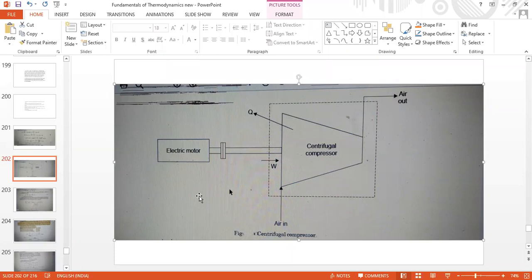In the steady flow energy equation, for example, if this compressor is consuming, say, 1 kilowatt of power, or 1000 kilojoule per second, that much power, if it is consuming, that 1000 is to be substituted in the steady flow energy equation as negative.